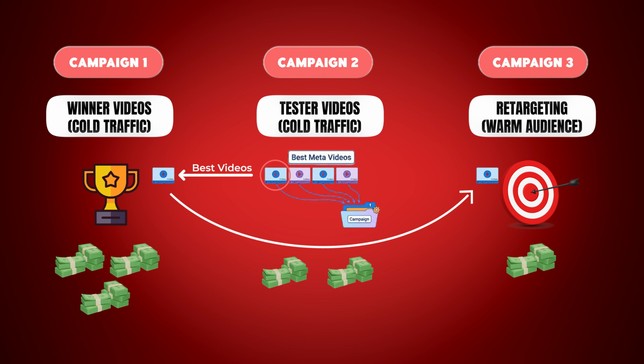Now, one thing to note, if your retargeting campaign is spending a decent amount, then it can be worthwhile to add in retargeting specific videos. For example, videos that show off social proof or handle common objections can work really well here.